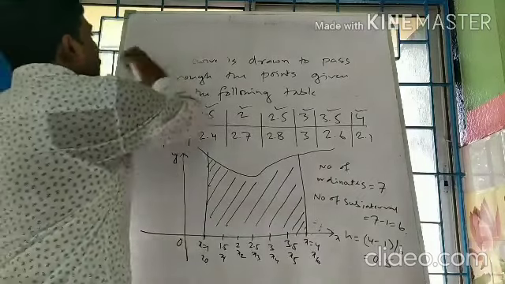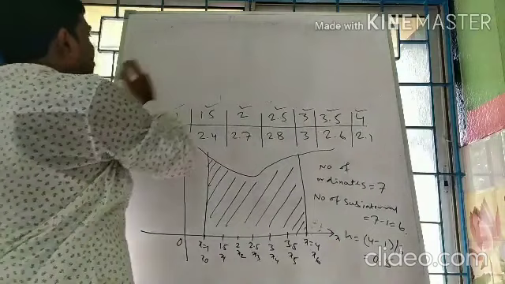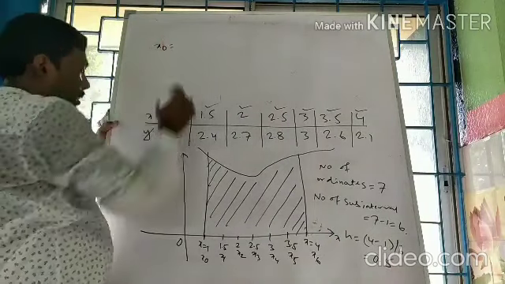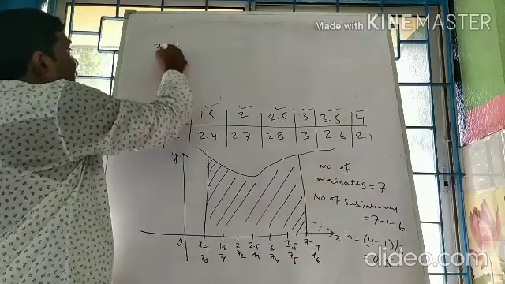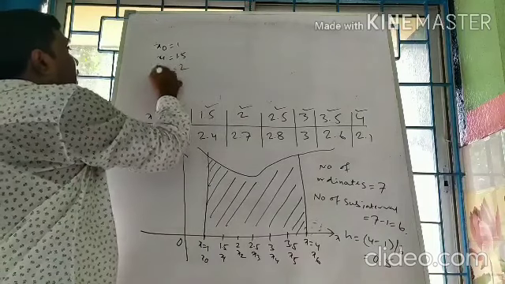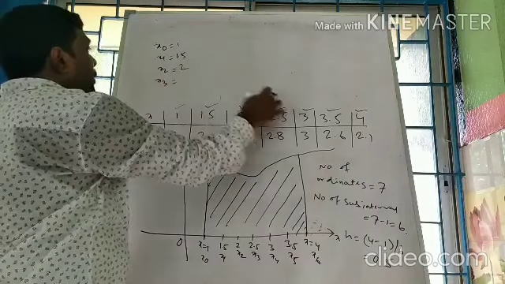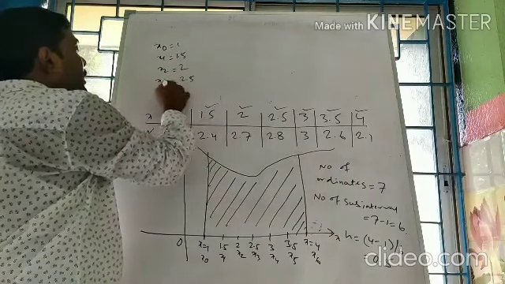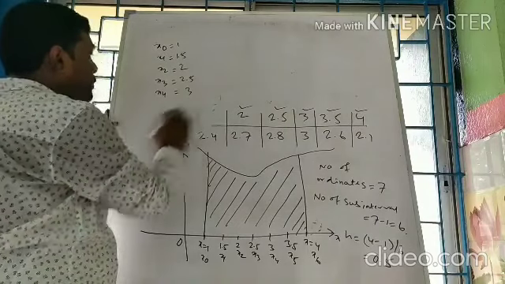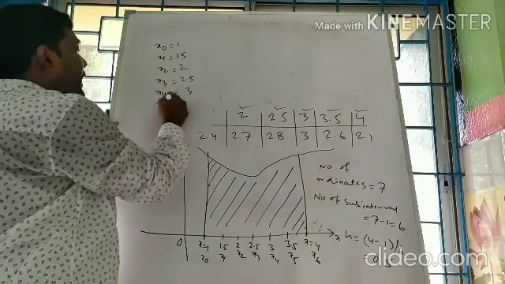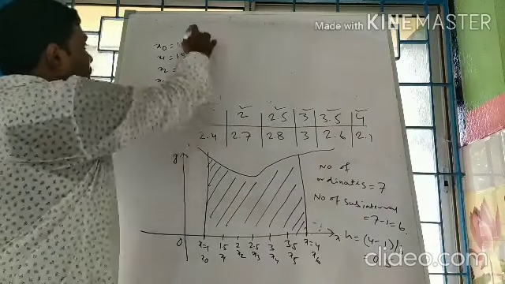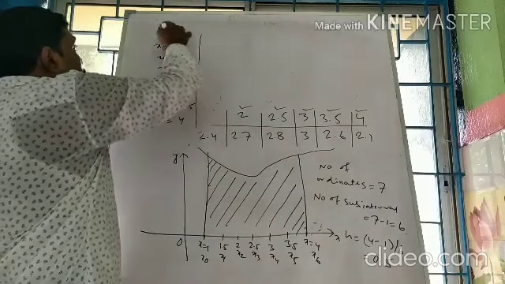So what is x0? x0 equals 1, x1 equals 1.5, x2 equals 2, x3 equals 2.5, x4 equals 3, x5 equals 3.5, and x6 equals 4. These are the nodes given.